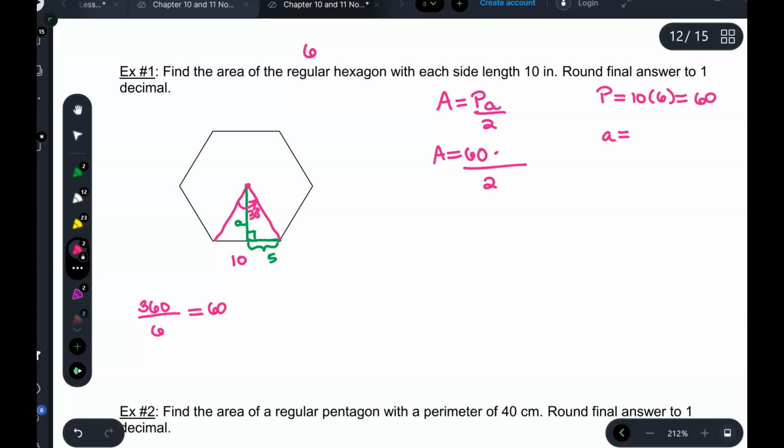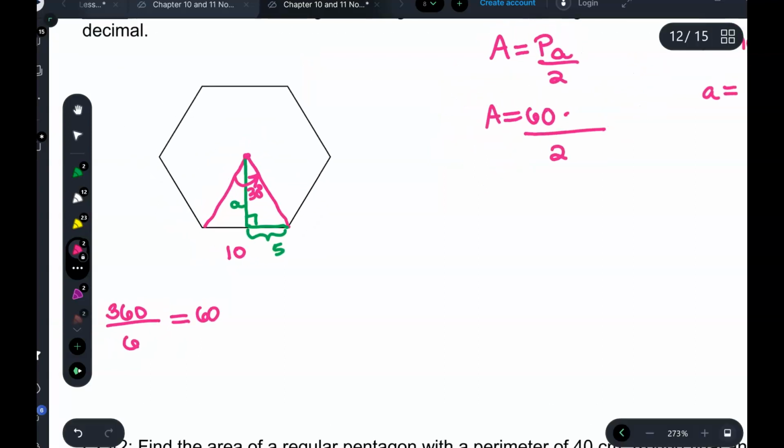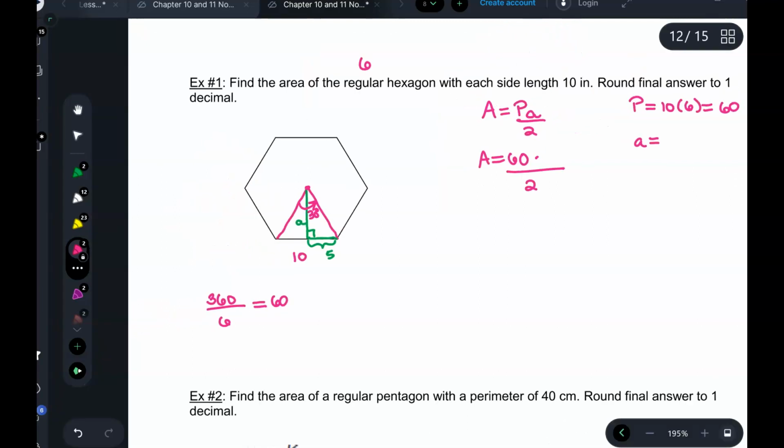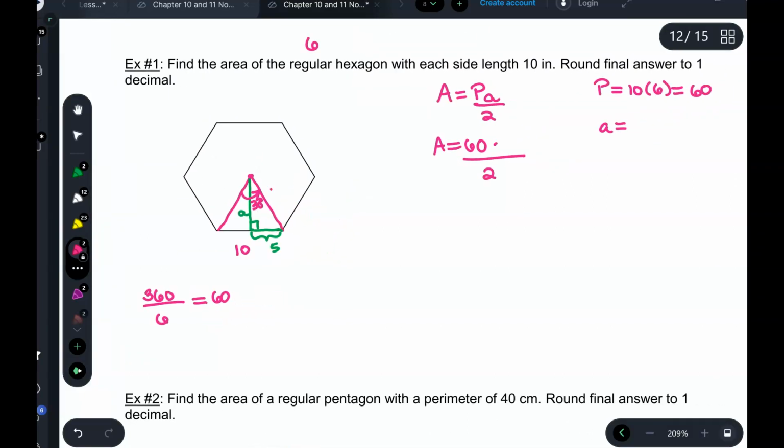So this is 30, 60, 90. Anytime you have a hexagon, you'll end up with a 30, 60, 90 triangle. So the one on the left is 5, right? The hypotenuse would be 10. And then what would the apothem be? 5 root 3.